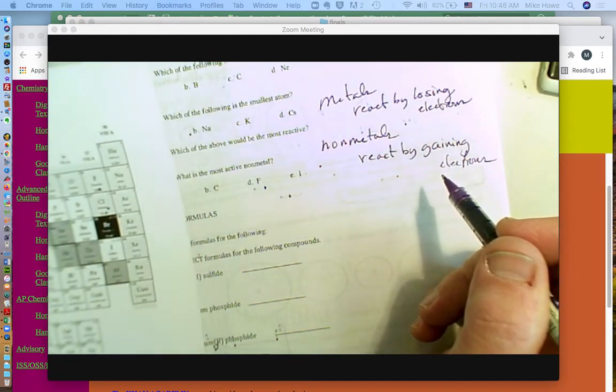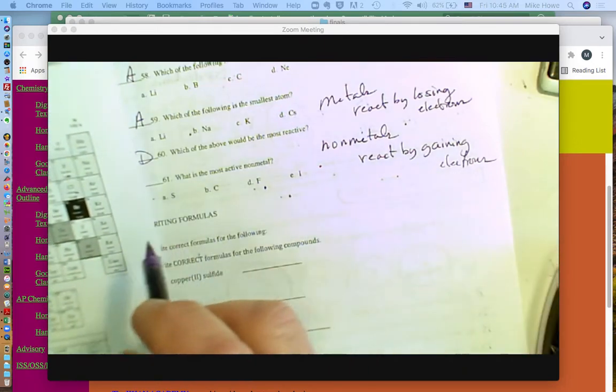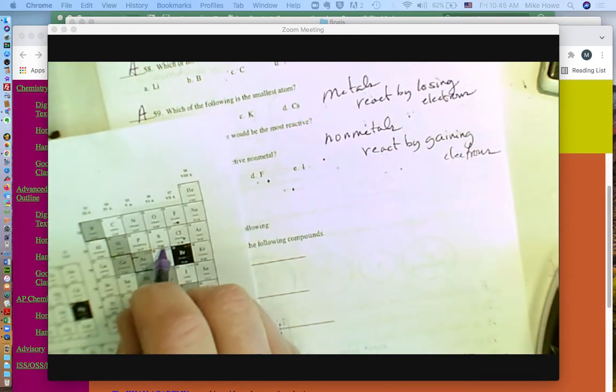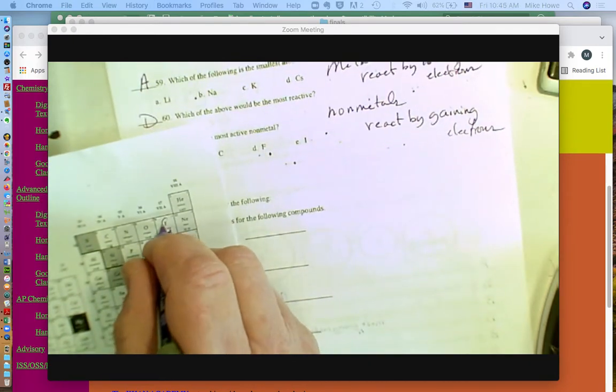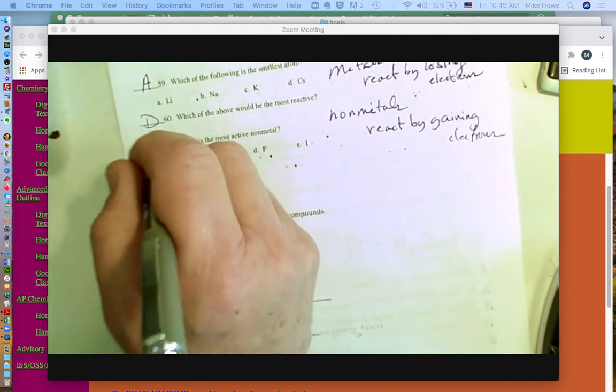The most active nonmetal, since nonmetals react by gaining electrons, small atoms would gain electrons easier because they're pulling in electrons anyway. So these are sulfur, carbon, fluorine, iodine. Fluorine is the smallest of those, so that would be D.